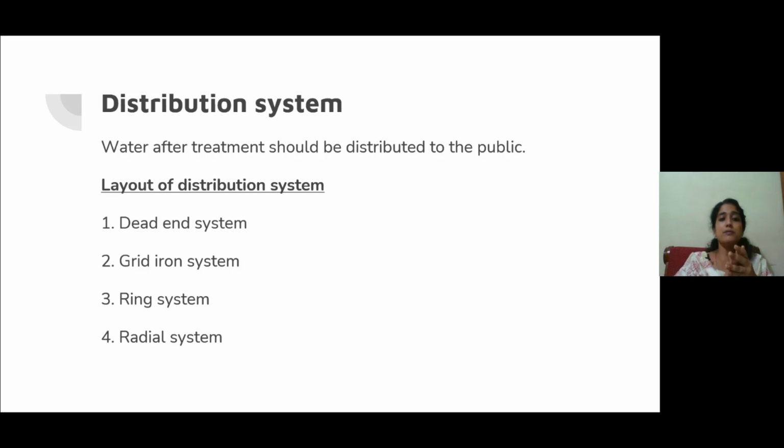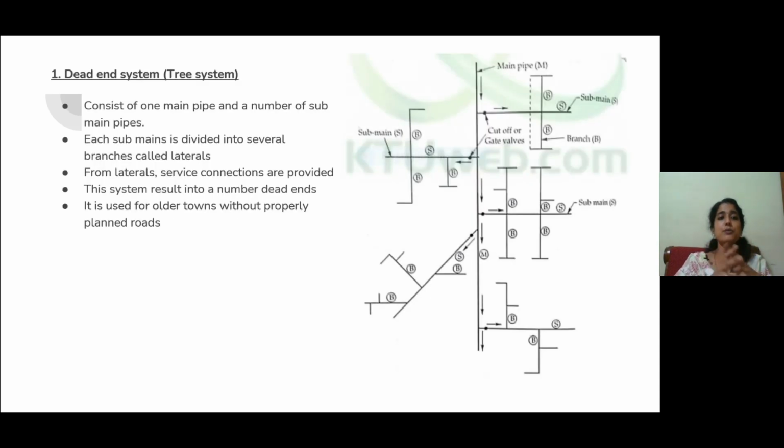There are 4 types of layout of distribution system. First one is the dead end system, second one the grid iron system, third one the ring system, and fourth one the radial system. The first one is the dead end system or tree system.